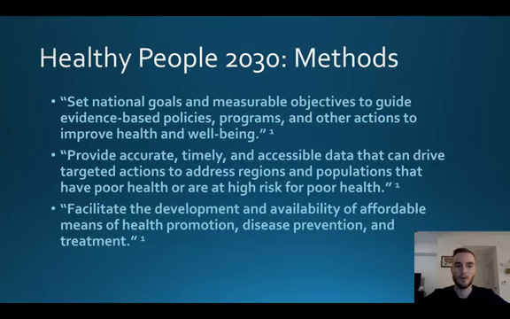So now that we know about the goals of Healthy People 2030, I just wanted to throw in the methods that they use. I'm not going to read these word for word because they're a little bit long. Basically, though, Healthy People says that they set national goals and found ways to measure them so that they can then compile the data that they've obtained through their measurements and publish it to the public so that they can address any areas of weakness that they need to. And with that, the last point, they talk about facilitating the development and availability of affordable means of health promotion, disease prevention, and treatment.